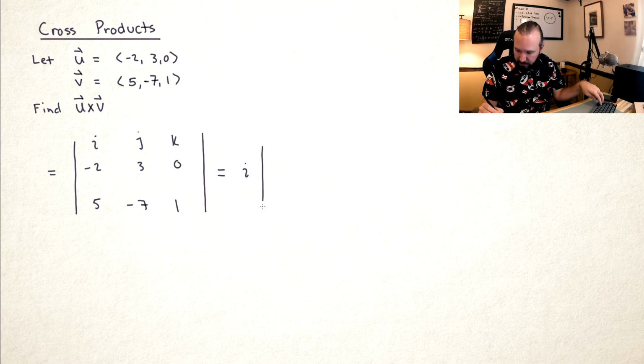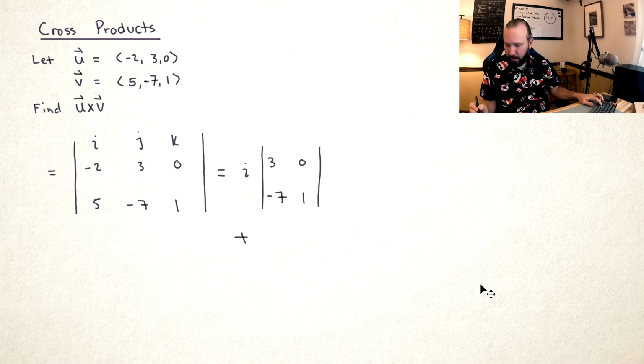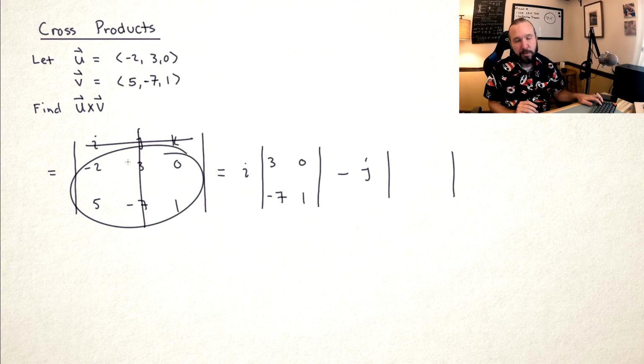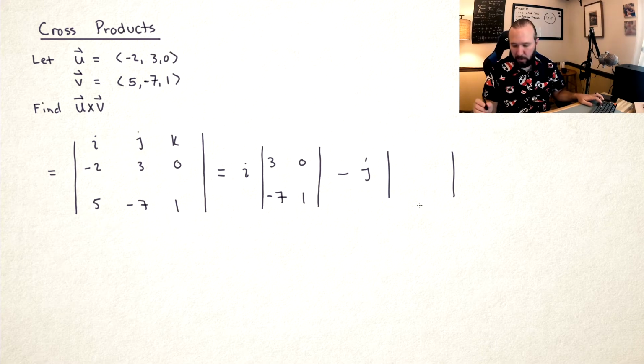And then inside this minor, all you do is you put the numbers that are left over. Okay, remember it always goes plus, minus, plus. So next comes j, and then I need to cover up the row and column that j goes in and just use the numbers that are left over in the minor. So -2, 0, 5, 1.